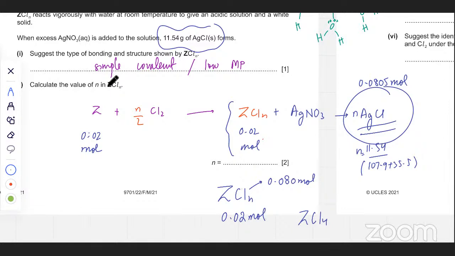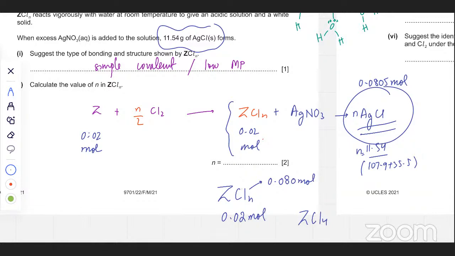So I'm just going to repeat what I did over here, and then check the marking scheme after this. 11.54 grams of AgCl was given. They said that ZCLN reacts with silver nitrate to give AgCl. And we figured out that one molecule is going to produce N AgCls because they are NCls. So there's going to be N AgCl. Based on that, 11.54 gave me this many moles. All the Cls are coming from this. So this molecule is actually producing 0.0805 Cls: 0.02 produces 0.0805. So that means one would produce four.